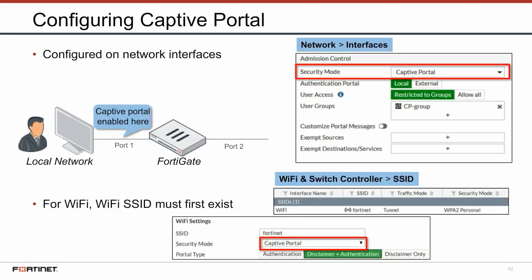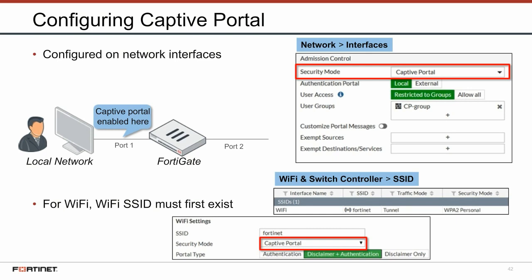Captive Portal for both wired and Wi-Fi networks is enabled at the interface level, regardless of the firewall policy that allows it or the port that it ultimately leaves by. Authentication being enabled or disabled on the policy is not a factor. This is true for any network interface, including Wi-Fi and VLAN interfaces. On the local network, the Captive Portal setting must be enabled on the incoming port.